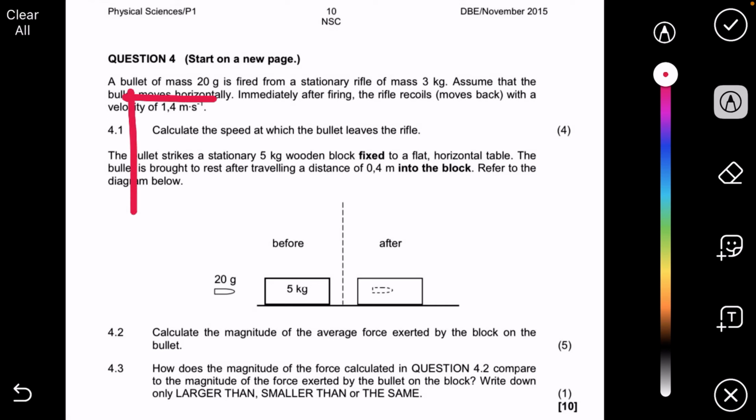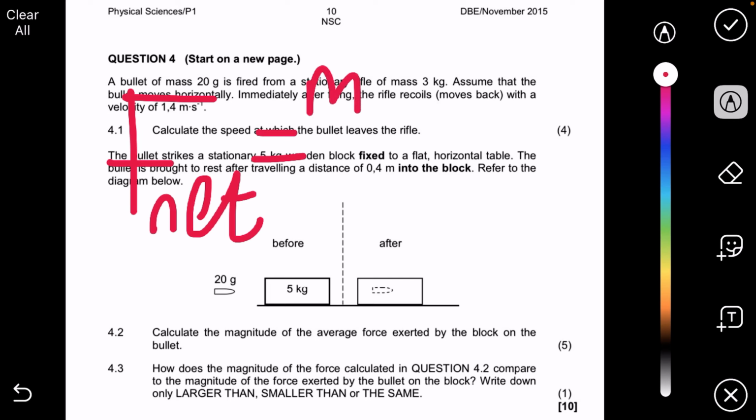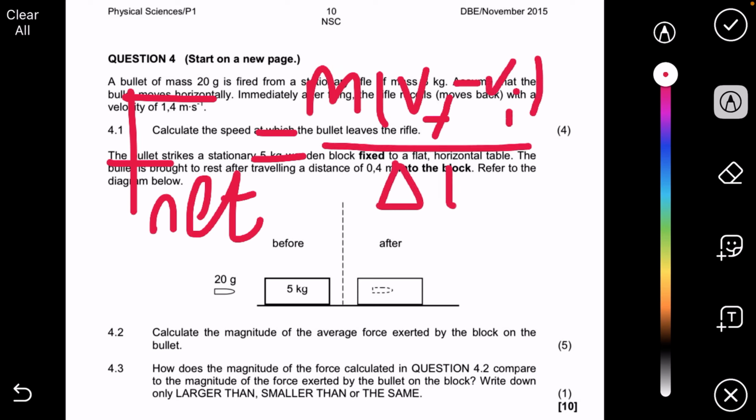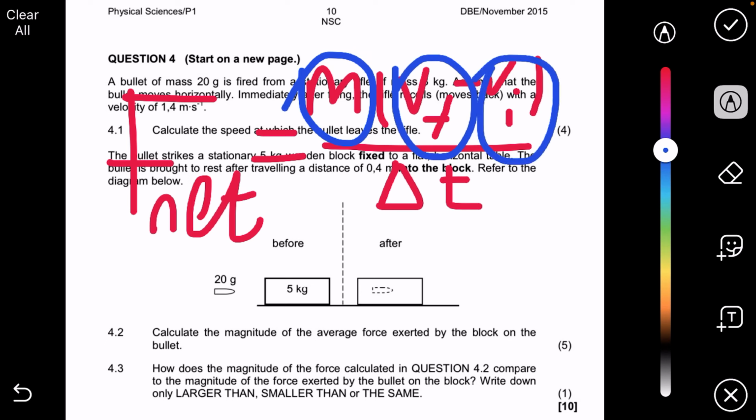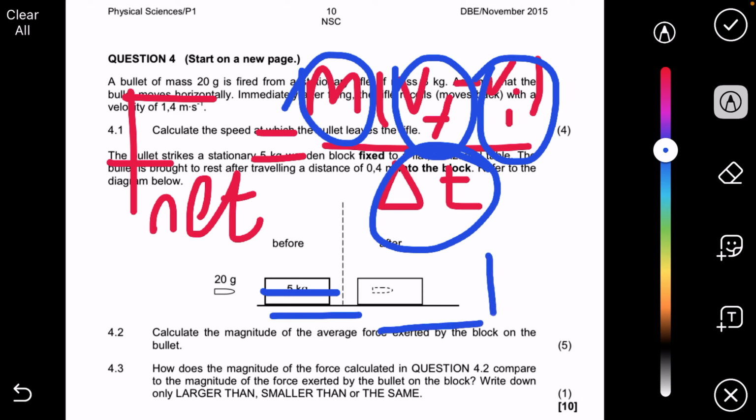As soon as you are able to get that time, it means you can substitute everything. You've got that mass times v final minus v initial over delta time. We know we've got the mass, the v final, and the v initial. Then we can calculate our force, which is whatever in newtons. I hope you fully understand that part. Please do try to solve this question as soon as I'm done with this lesson.